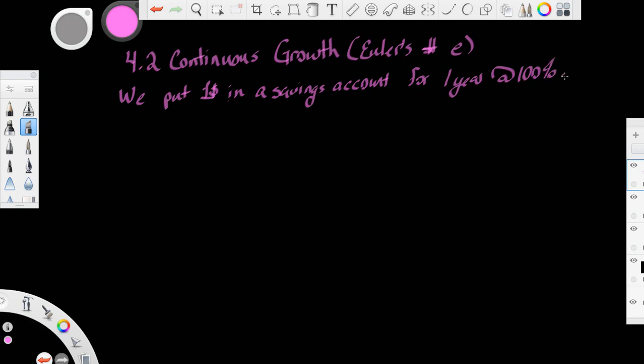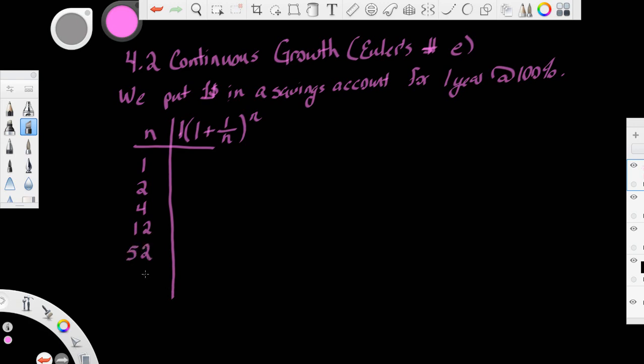Now, the thing that I didn't specify is how often this interest is compounded. So let's look at the different compound times and see how that affects how much money we're going to end up with. We're going to change the n and put it into our compound interest formula: 1 times (1 plus 1 over n) raised to the n power. So let's look at once, twice, 4 times, monthly, weekly, and then let's hop down to daily, so 365.